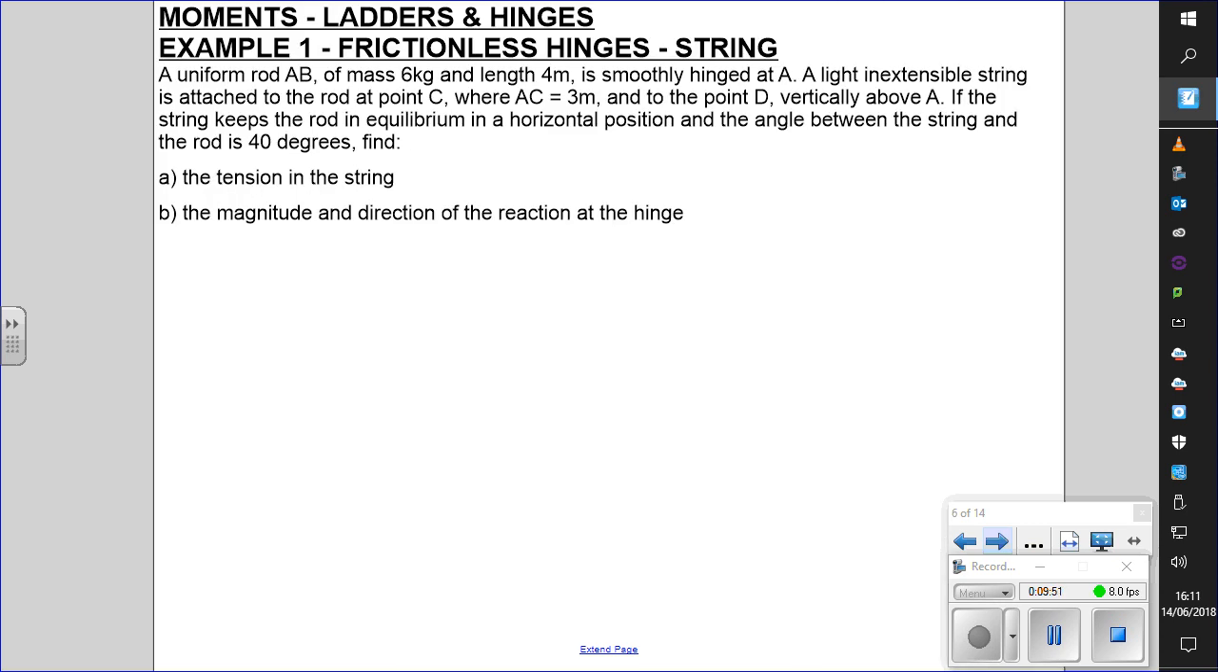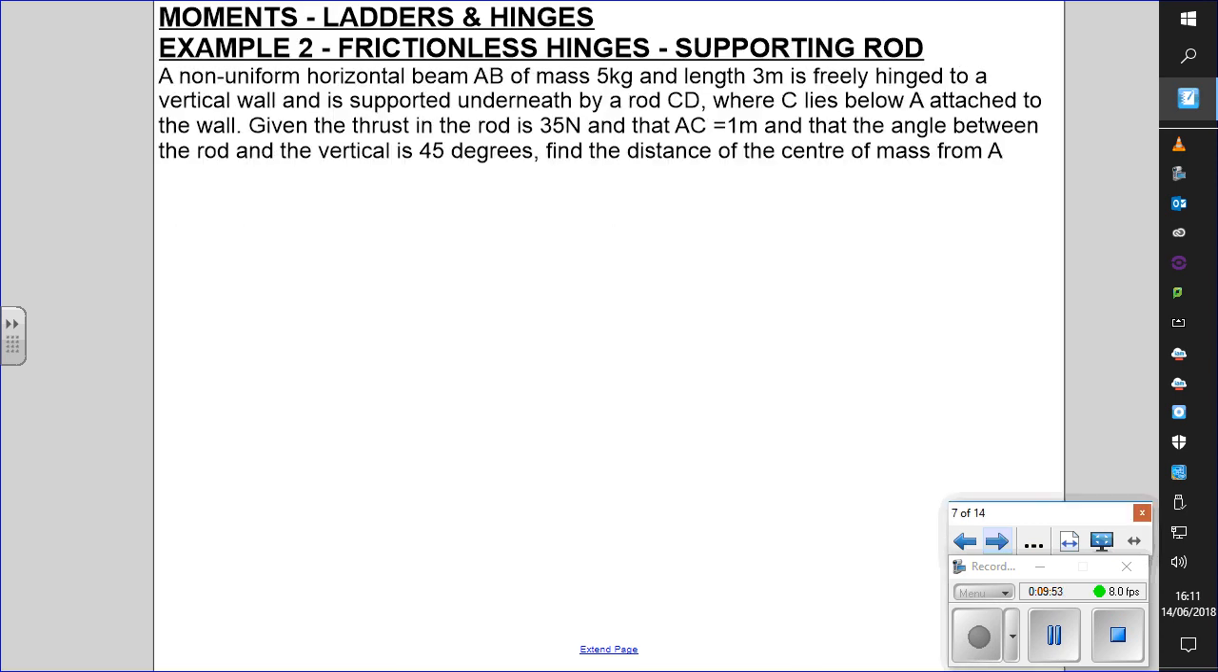Let's try that again, and this time with a supporting rod. So a non-uniform rod, which as you know, means you don't know where the center of mass is. AB of mass 5 kilos and length 3 meters is freely hinged to a vertical wall. So I'm going to draw my wall. I've got my beam, AB, and supported underneath by a rod CD, where C lies below A and attached to the wall.